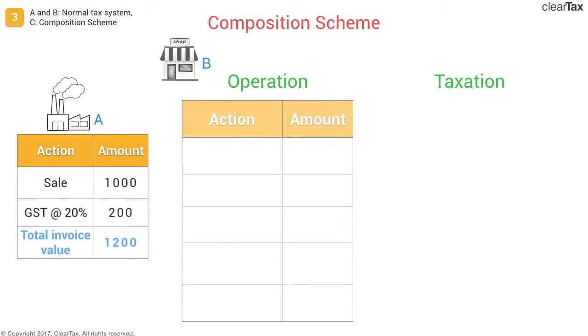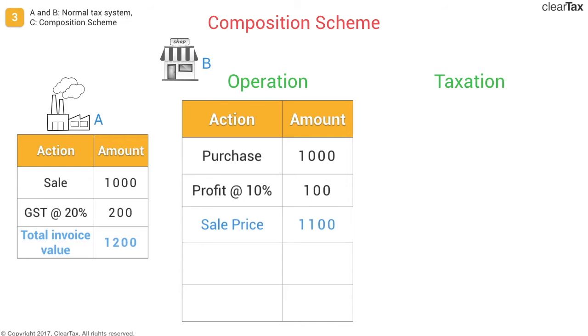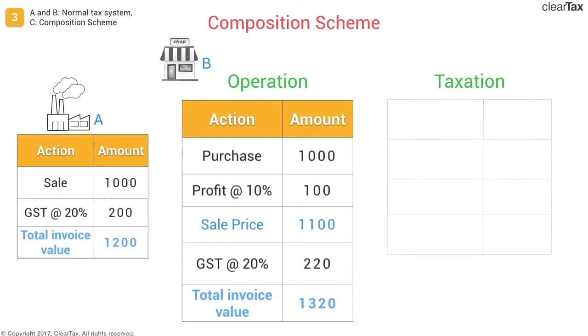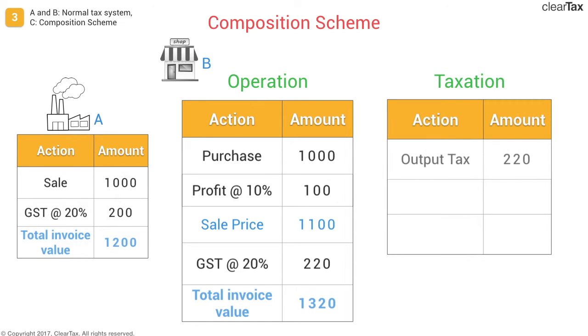Now the case of B would go back to the first scenario. B has chosen the normal scheme. His purchase cost would be 1000. On that, he'll add a 10% profit margin, so his sale price would be 1100. On 1100, he'll collect GST from his customer C at 220, so his total invoice value would be 1320. His output tax liability of 220 is reduced by input tax credit of 200 to give a net tax liability of 20.